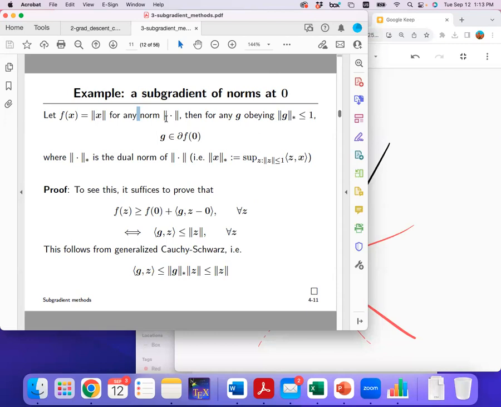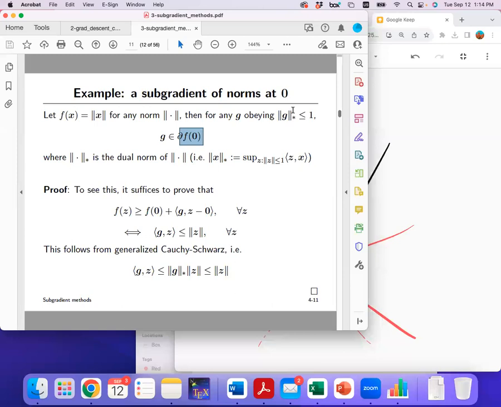Okay. Then the subdifferential of f at 0, this set basically contains all the vectors g whose dual norm is less than 1. Okay, let's look at this. The subdifferential of f at 0 basically contains all the vectors g whose dual norm is less than 1.